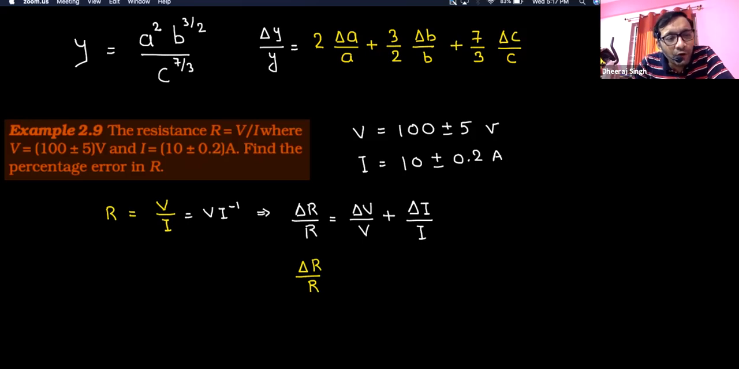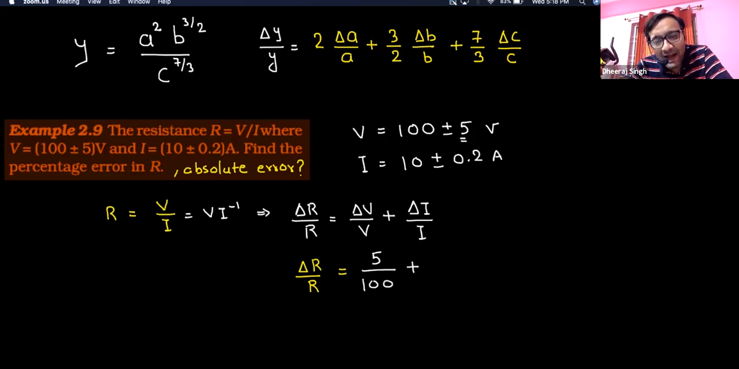Meanwhile, I also wanted to find out the absolute error. What is the absolute error? Those who have got the 7%, find out the absolute error also. Delta R by R is delta V. Delta V is what? 5. This is delta V divided by 100 plus delta I, that is 0.2, divided by I, which is 10. This can be written as 7 by 100. This is the relative error. Percentage error will be this relative error multiplied by 100, which is 7%.